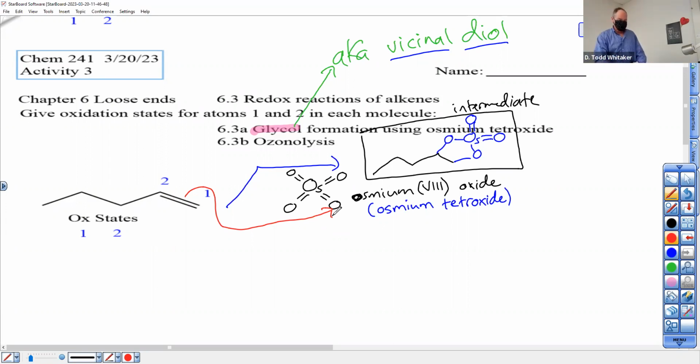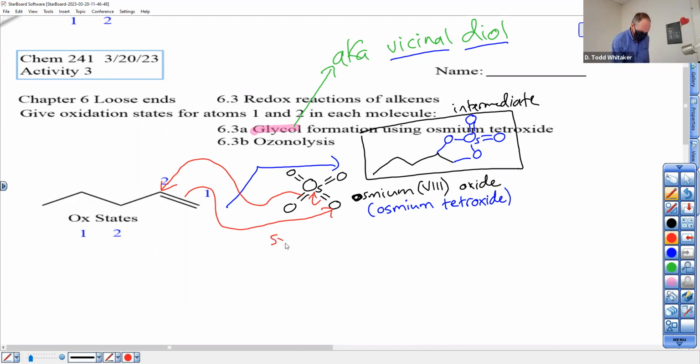Okay? And here's the result. Here's how osmium got its electron. Oxygen reluctantly gave up that pair to osmium. And then this guy goes back to which carbon? It's been the same answer every time I've asked that question. The more substituted carbon. And that gives the result.